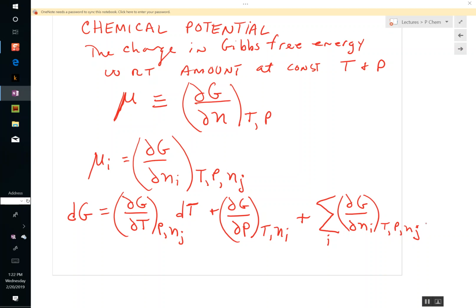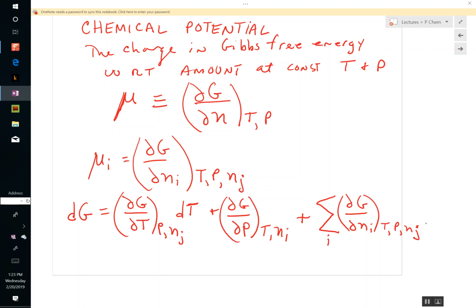So what did we just do to get that? Well, we're taking the total differential for Gibbs free energy for this system. So what I'm doing, I'm taking the partial of G with respect to T, holding these others constant, with the change in temperature, plus the partial of G with respect to P, holding temperature and these components constant, plus summing up all of these other gases' chemical potentials. All right?